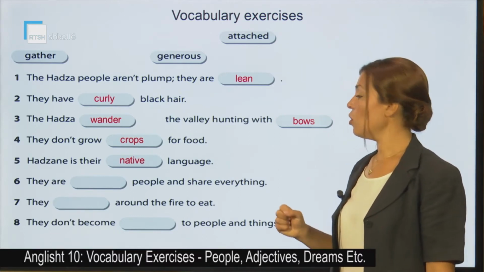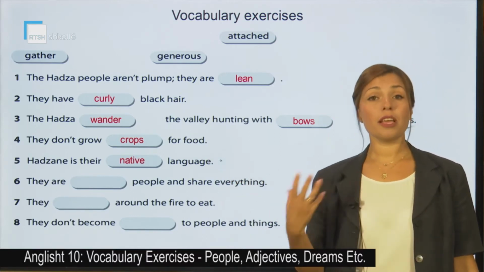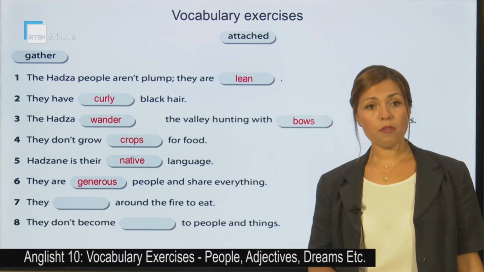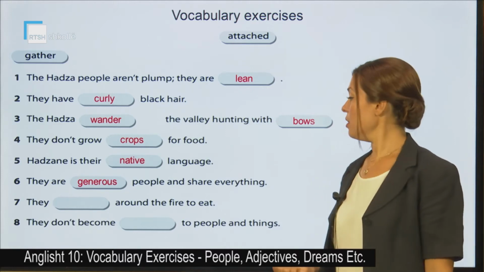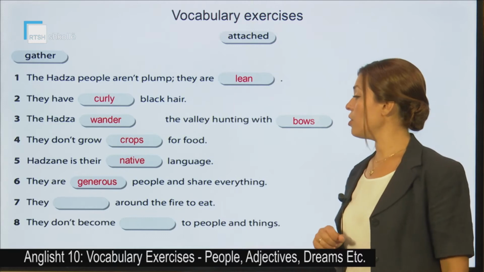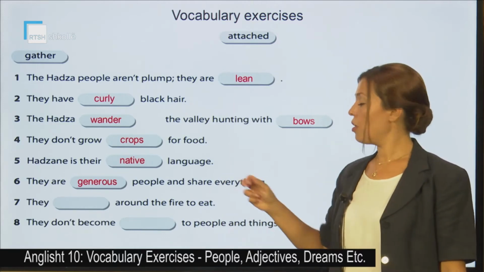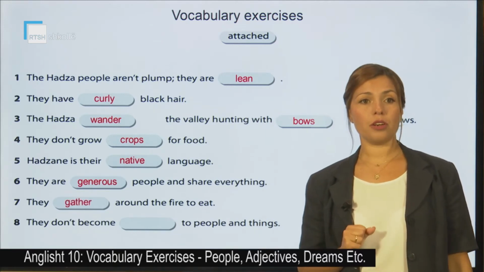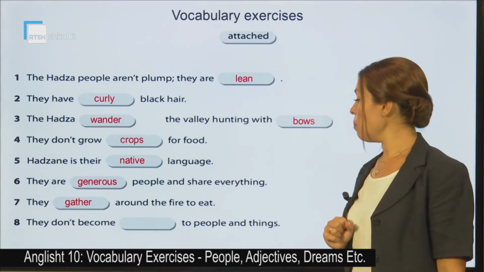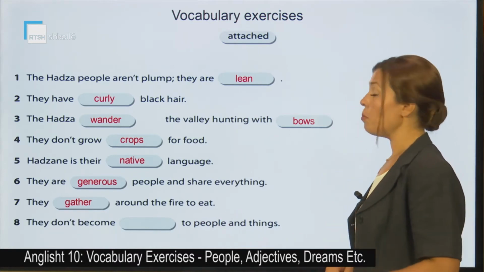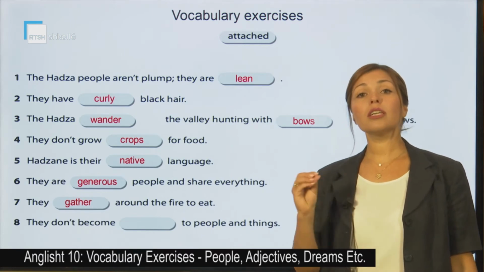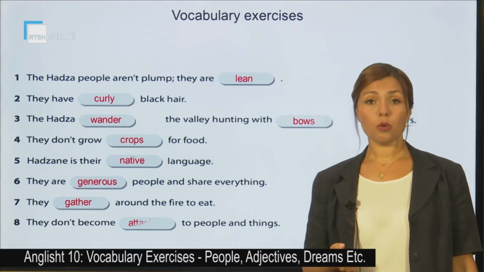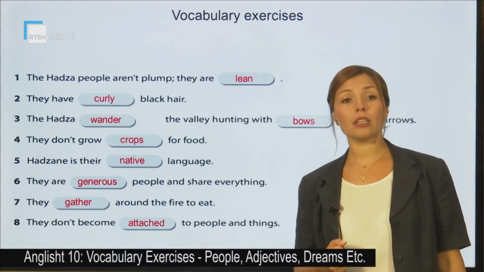They are what kind of people? Since they share everything, they are generous people. They share everything. They get together around the fire to eat. What do they do? They gather around the fire. They don't become attached to people and things. When you don't connect to something, we learned that is the word attached. So they don't become attached to people.